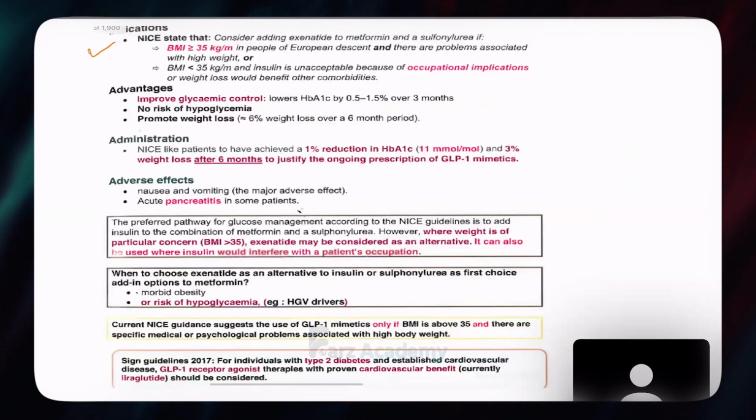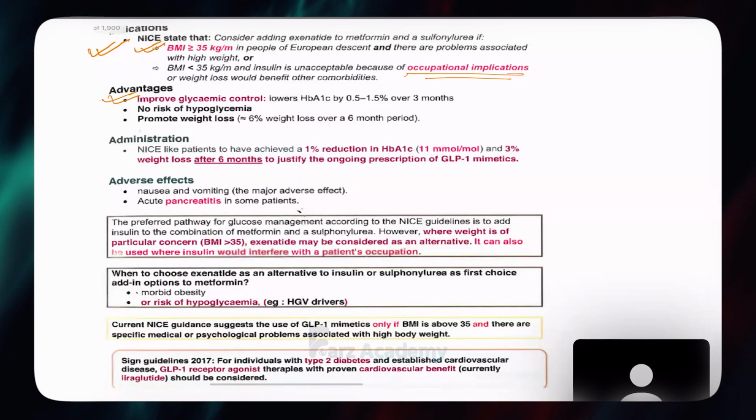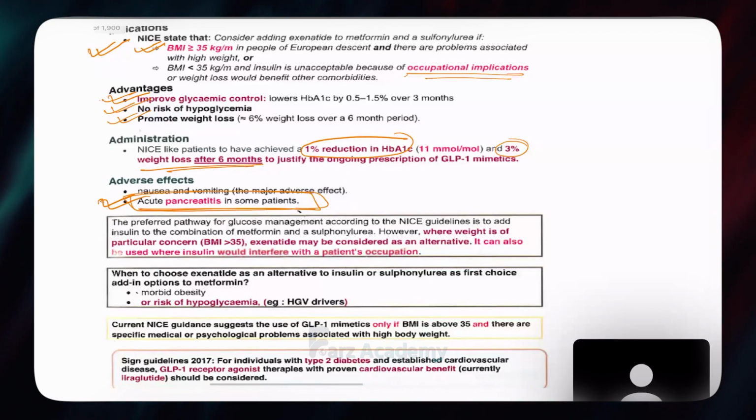So these are the NICE guidelines regarding use. The BMI needs to be more than 35, and there should not be any occupational implications of using the drug. It improves the glycemic control, no risk of hypoglycemia, promotes weight loss. Target is a 1% reduction in HbA1c and 3% weight loss after 6 months of use. Adverse effect, pancreatitis. This will be the one which will be asked in the exam. Main effect is pancreatitis. And of course, GI: nausea, vomiting.